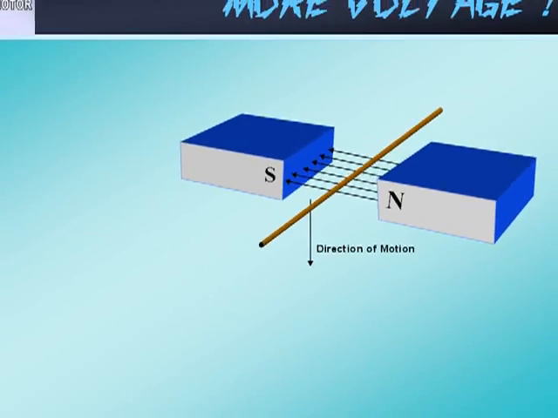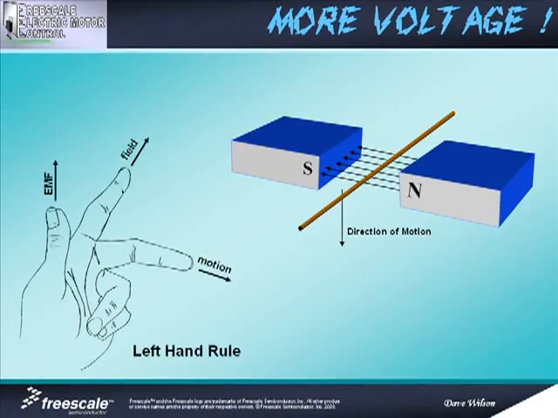Well, to figure this out, we use something called the left-hand rule. Simply stated, if you line up the index finger of your left hand to point in the same direction as the magnetic field, and your middle finger is pointing in the direction of motion, then your thumb will point to the positive end of the wire.